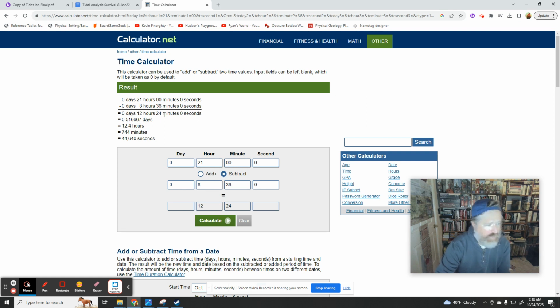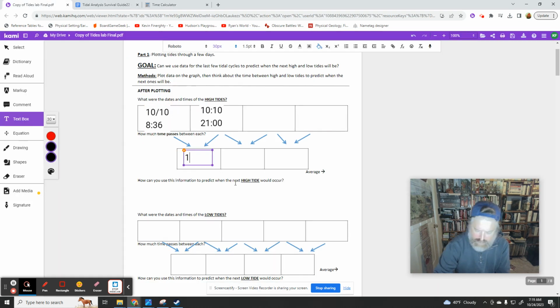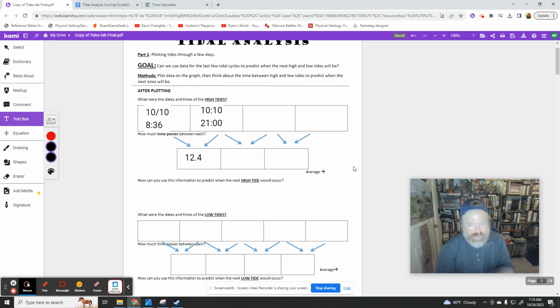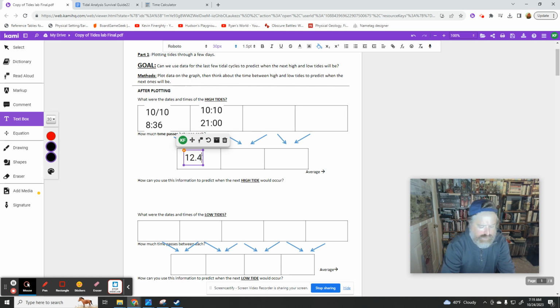So it's 12 hours and 24 minutes. And even more valuable than that, which is why this website's really handy, is that one right there. It says it's 12.4 hours. That's going to be our answer right here. Now, the reason that's really handy is because once you do all three of these, we want to get an average, which is where you add up and divide by 3. Because there were 3 instances, right? 12.4 hours.